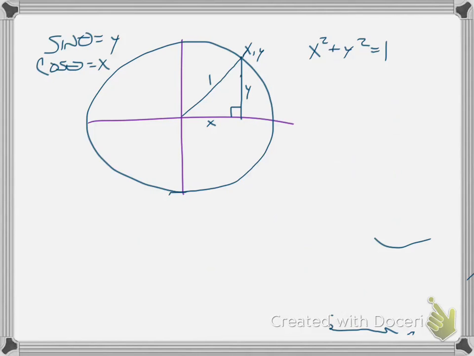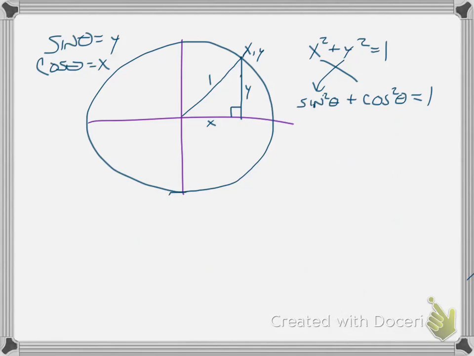So what I can do is replace these. I'm actually going to write the sine first. So y squared is going to be sine theta squared. X squared is going to be cosine of theta squared, and that's equal to 1. And that's my first Pythagorean identity, is what this is called.